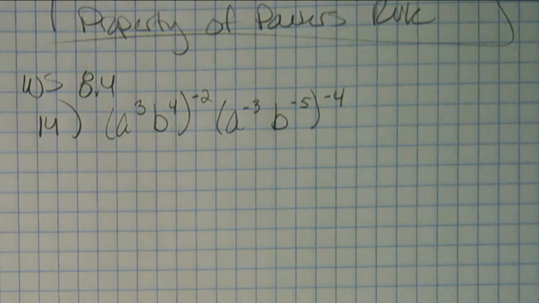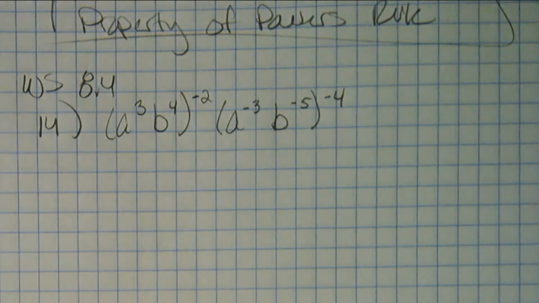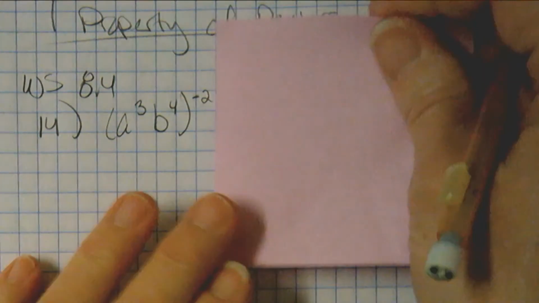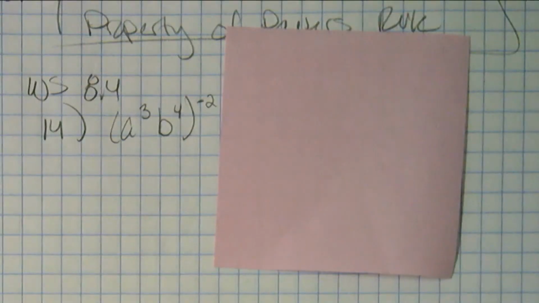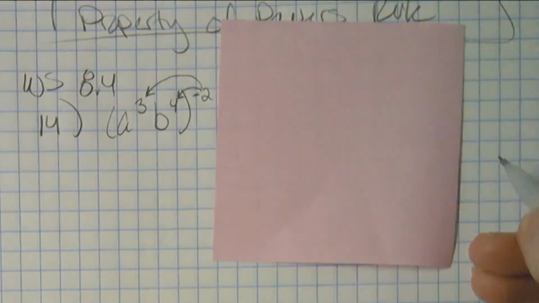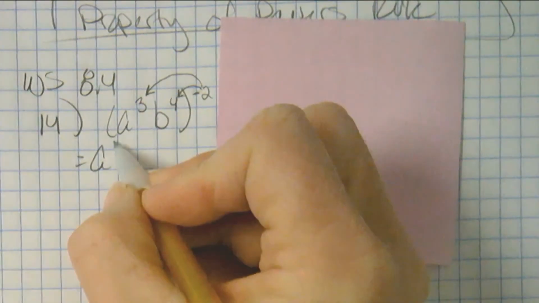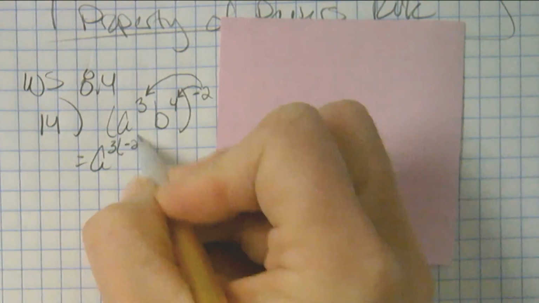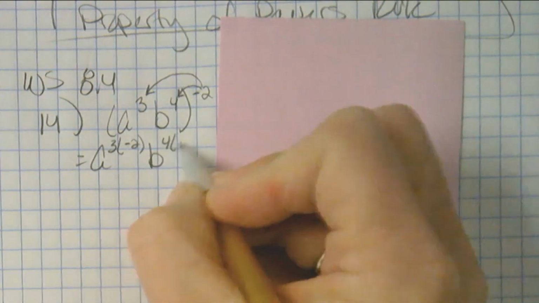How many of you are like, wow, that looks really confusing? Okay, everything here is being multiplied. How many of you understand that? We have powers here, but everything else is just being multiplied. So I want you to think about taking care of that first set of parentheses first. This is simply our distributive property of powers on that first one. So this is a to the third times negative 2, times b to the fourth times negative 2.